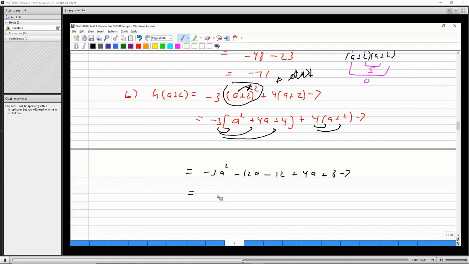So we have the negative 3a squared. That's the only squared term. So I've accounted for that. There's a debt of 12 a's, then you get 4, so now you're just in debt by 8 of those a's. And then this 8 minus 7 is 1, and add that to the negative 12, you get negative 11. So that is the simplified output of this function.